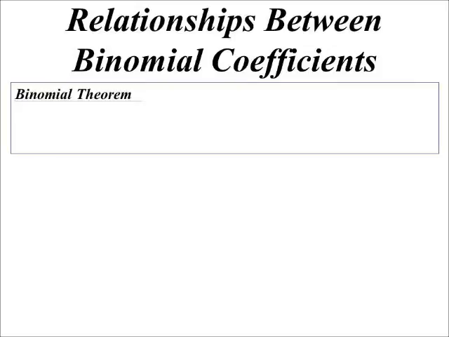Last bit of the binomial theorem to look at is this idea of finding relationships between all the different binomial coefficients. Remember the binomial theorem. Every one of these questions, basically, if you start off with the binomial theorem, then you can't go wrong. You just start with it and go, how do I manipulate this into what it is I'm trying to show?